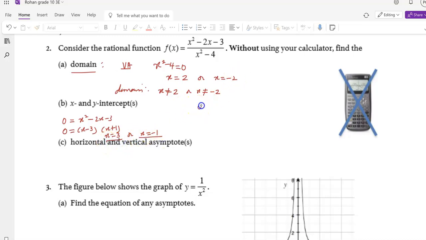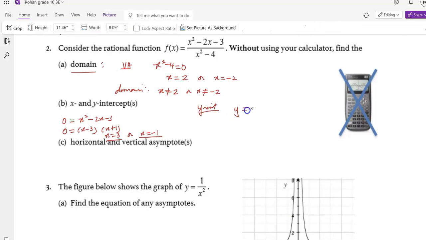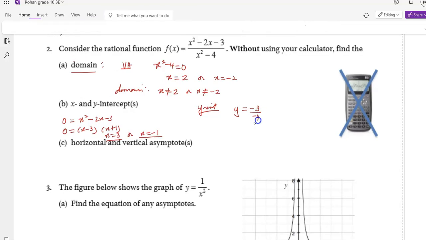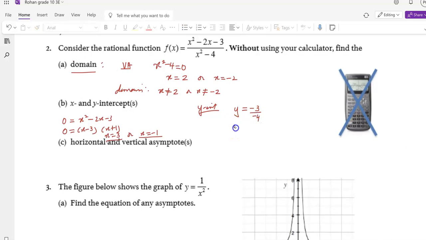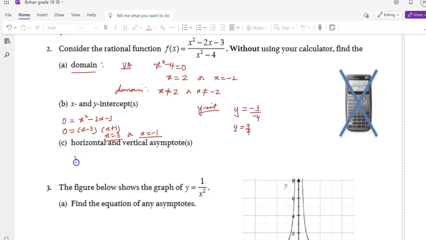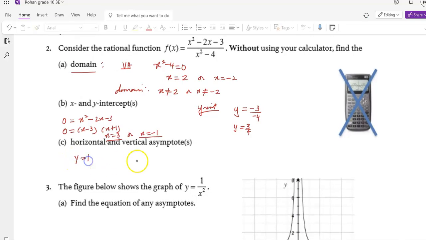How do you find the y-intercept? x is 0, so it is minus 3 upon minus 4, which is 3 upon 4. And then the horizontal asymptote would be 1. What will you write? 1 divided by 1? You will get it wrong. You have to write y is equal to 1. You can't write 1 only.